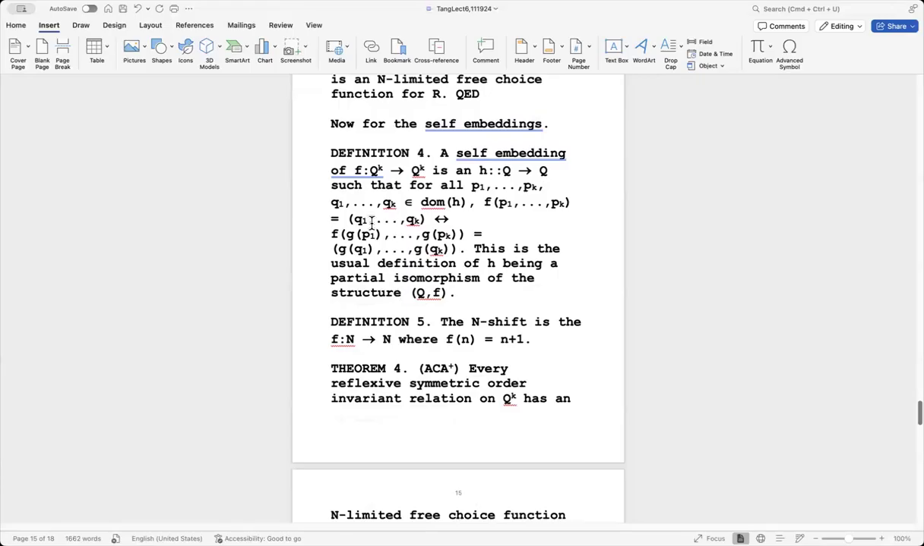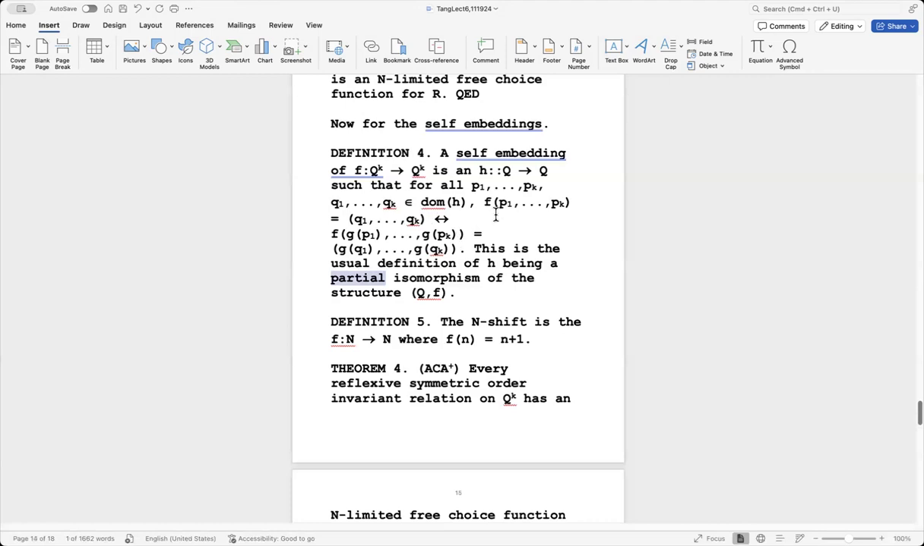So a self-embedding of a function from Q to the K into Q to the K is an H from Q to the K. It's actually just a partial isomorphism of the structure QF. And I just wrote it out because remember, let's be a little careful. This is not an isomorphism, it's a partial isomorphism. It's partial.